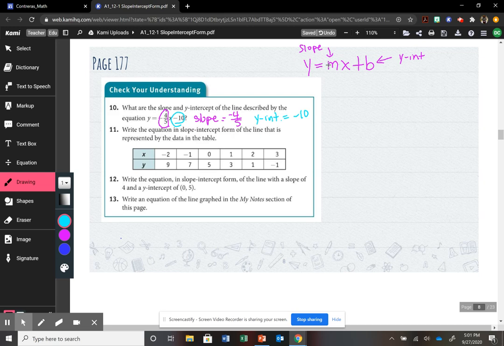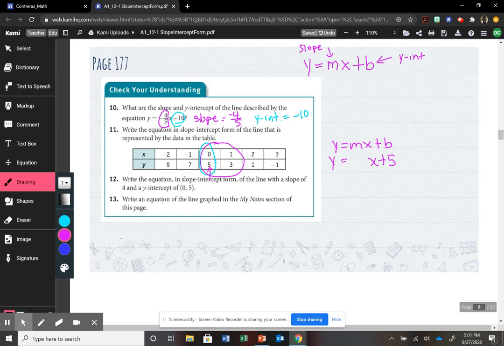So number 11 says, write the equation in slope-intercept form of the line that is represented by the data in the table. All right, so remember, how do we find the y-intercept from a table? That's when x is 0. So here we have y equals mx plus b. Our y-intercept here is 5, and that's a +5. And now we have to find the slope. So we have to choose 2 points, and I'm going to pick these 2 points. So 0, 5, and 1, 3. So I got to do the change of y.